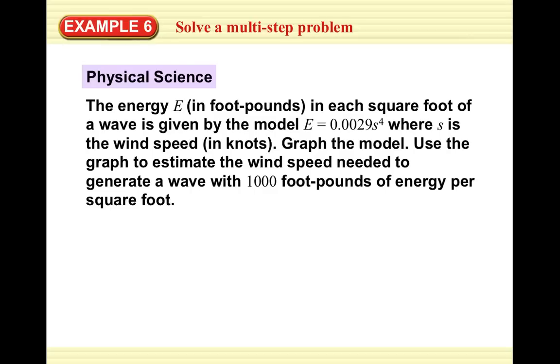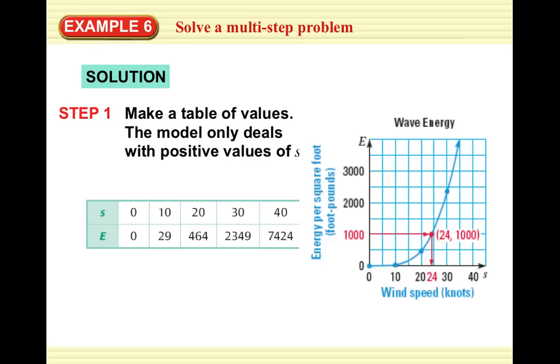So step one, of course, is we are going to make a table of values, and then we are going to graph them. Now this is something that is going to the fourth power, so you would expect a few twists and turns, but we're only concerned with positive values because we want positive speeds. So plug in positive speeds for knots, and we have 0, 10, 20, 30, 40, and we can see corresponding points. And then we notice that between 20 and 30, that's where it goes from 464 jumping up to 2,349.